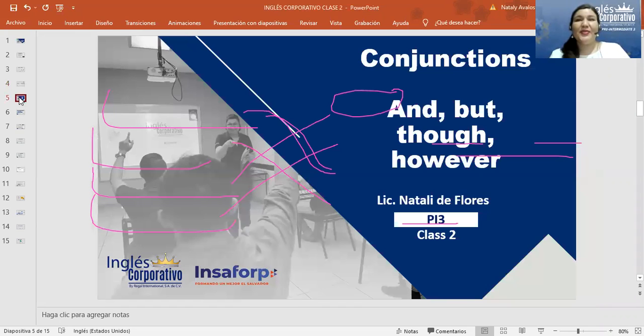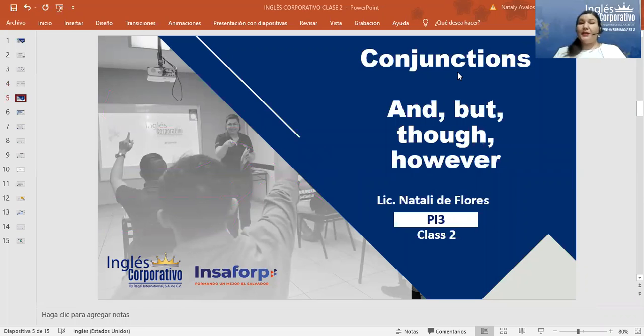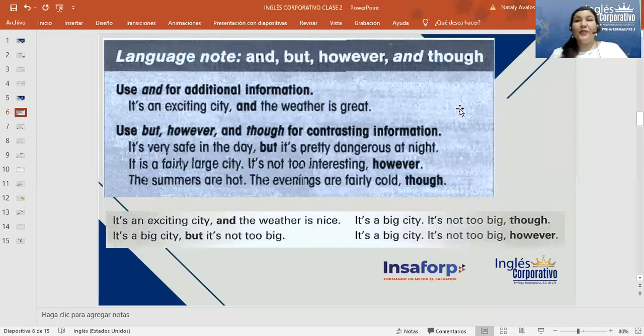So today we're going to go into the topic for the night, that is and, but, though, and however. In this topic, we are going to use these forms to add information or to contradict information. These are the words that you are going to use: and, but, however, and though, okay? And is to include information in the sentences, but is to contradict. However and though are also for contrasting information. And I have some examples here for you.